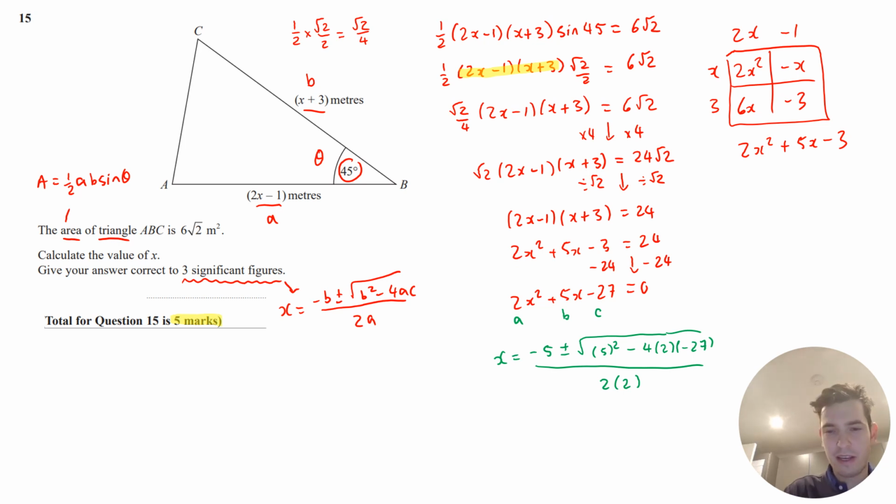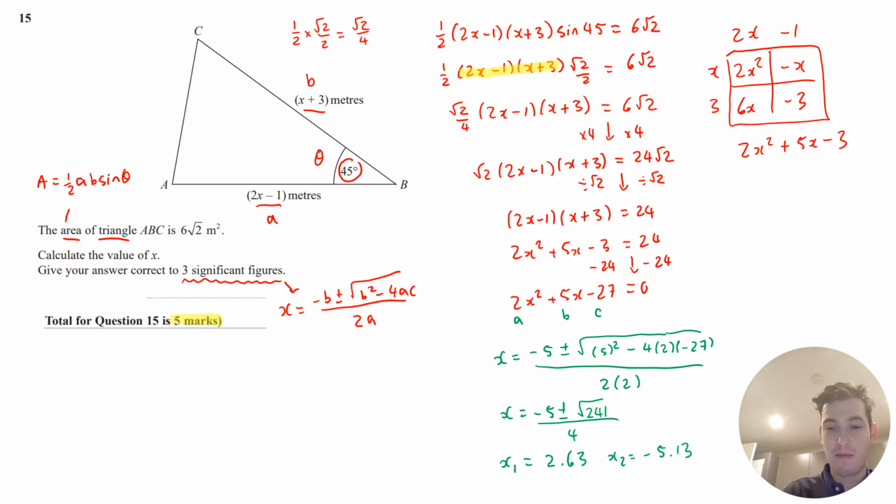Okay, so I can put that straight into my calculator, or I can tidy it up a bit. X equals minus 5 plus or minus the square root of 241, and that's all over 4. And if you put these values into your calculator, you have the first one being 2.63, and the second one being minus 5.13. And which one of those is it?